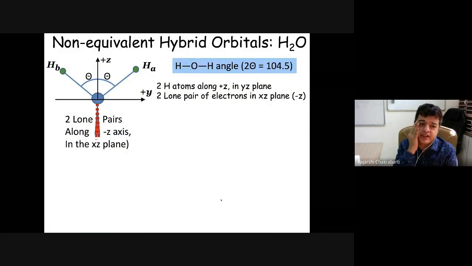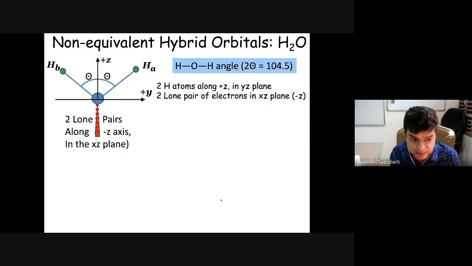Now, let us discuss a case. So let us take the water molecule. Okay, and experimentally the water molecule angle is about 104.5 degrees. My notation is this. This angle is 2 theta. This is one hydrogen, hydrogen 1, HA, HB. This is on the XY plane.